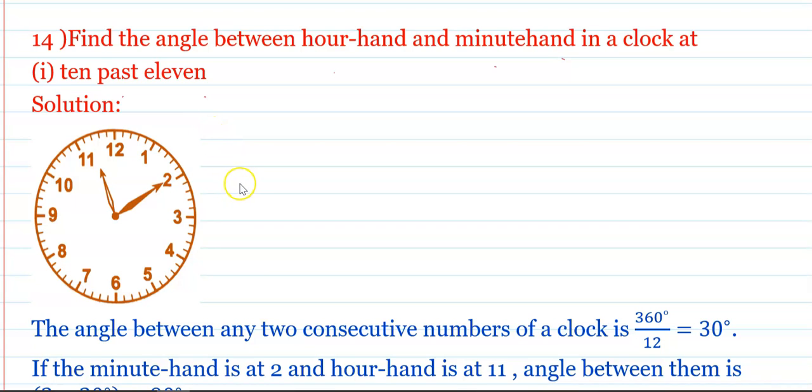Now see this here. When this hour hand is at the place of the 11 and the minute hand is at the place of the 2, the angle between them is 90 degree. But in the 10 minutes, the hour hand covers a distance of 10 minutes from the 11 towards the 12. We'll subtract that from 90 degree. Then we will get the required angle between these two hands. Okay. Now we'll start here.